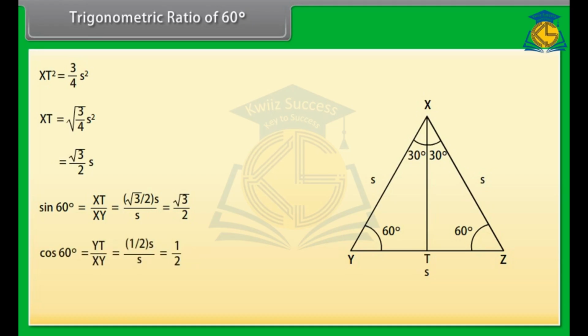Cos 60 degree is equal to YT upon XY equals 1 upon 2S upon S, which equals 1 upon 2. Tan 60 degree is equal to XT upon YT equals square root 3 upon 2S upon 1 upon 2S, which equals square root 3.